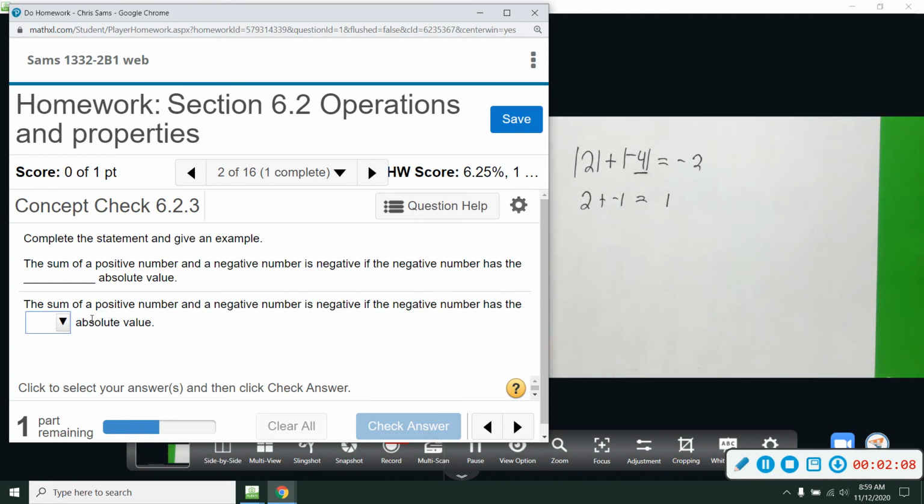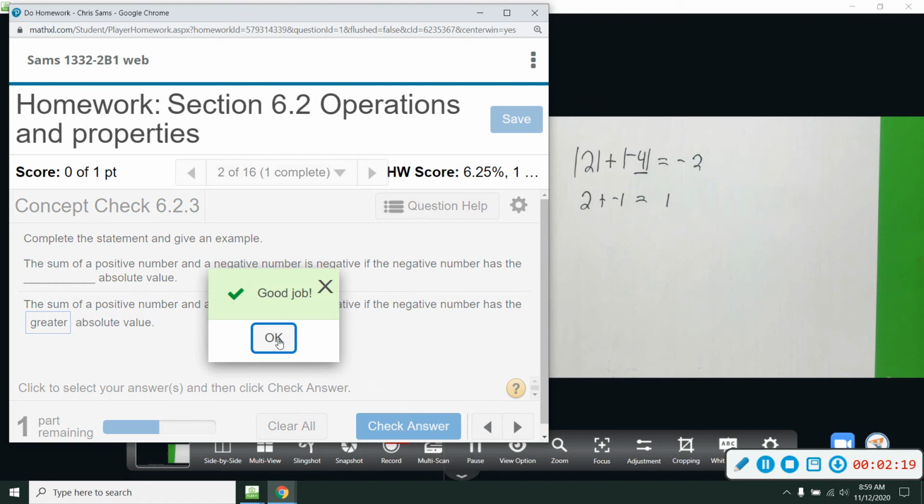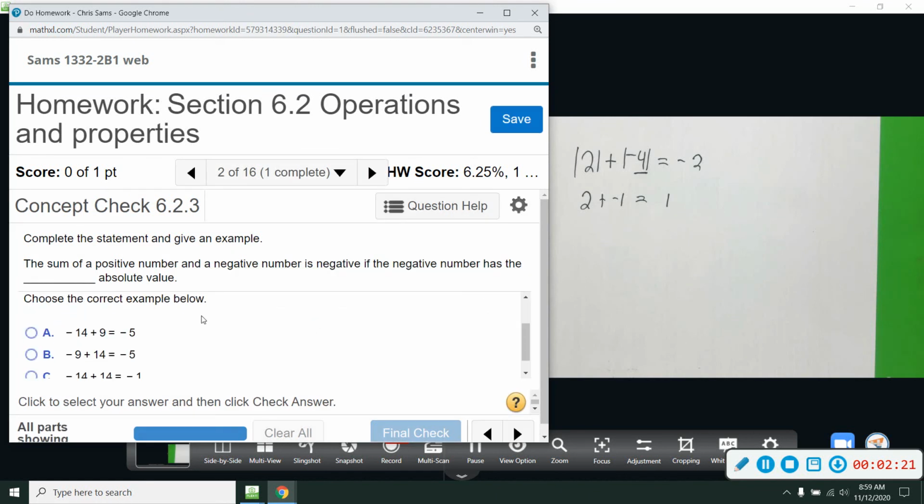So the blank, we want to say larger or greater. That's if the negative has a greater absolute value. It's bigger, basically, in layman's terms. And then which one shows that?